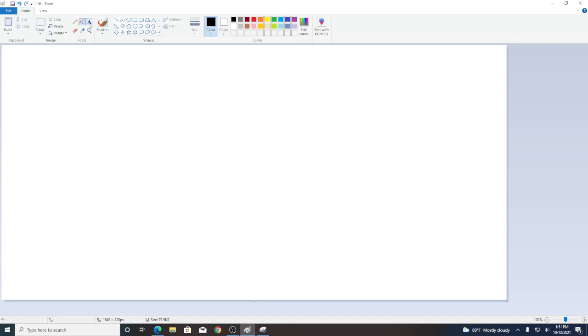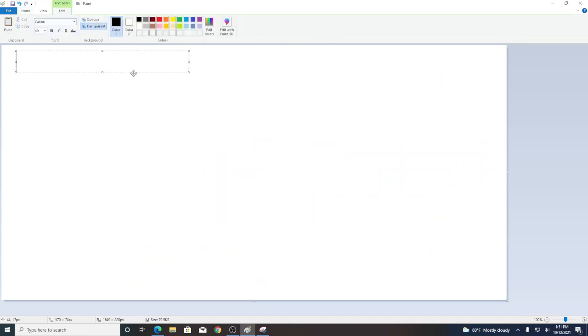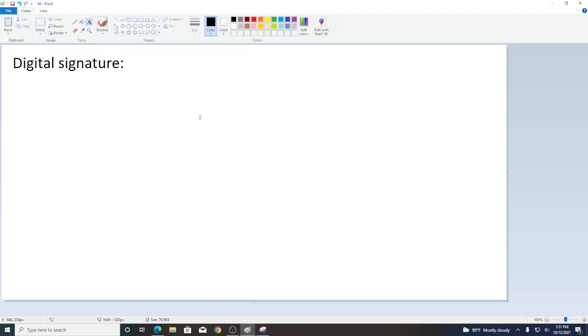Our last subtopic is digital signatures. I'll start with a general understanding of digital signature, and then I'll move on to how it's used in the blockchain. Okay, so first let's forget about digital.